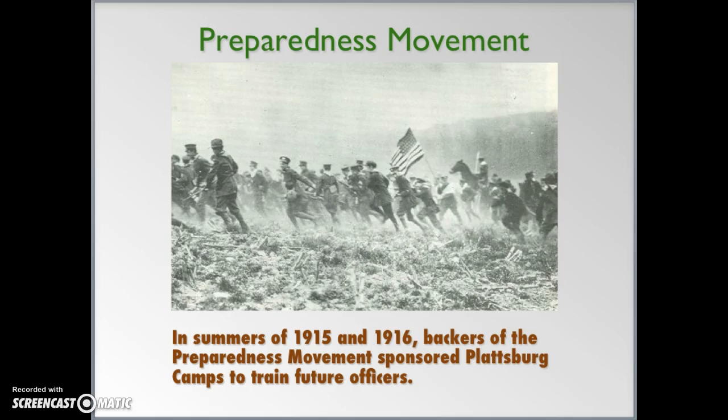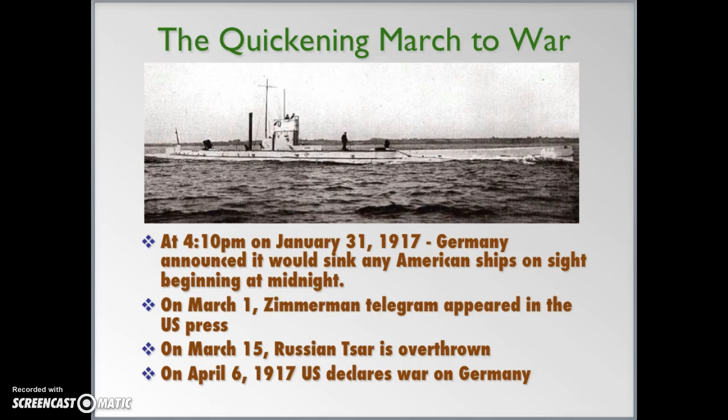There are people in the country who want to take the country to war. We call it the preparedness movement, but they don't have a lot of support. Germany decides to engage in unrestricted submarine warfare. They announced that in January. In March, there's a telegram that appears where the Germans tell the Mexicans, join the war and you get back the Southwest. And then finally in March, the Russian Tsar is overthrown. Remember, Wilson wants to make the world safe for democracy, but Russia is run by a dictator. So when the dictator's overthrown, it makes it easier for him.